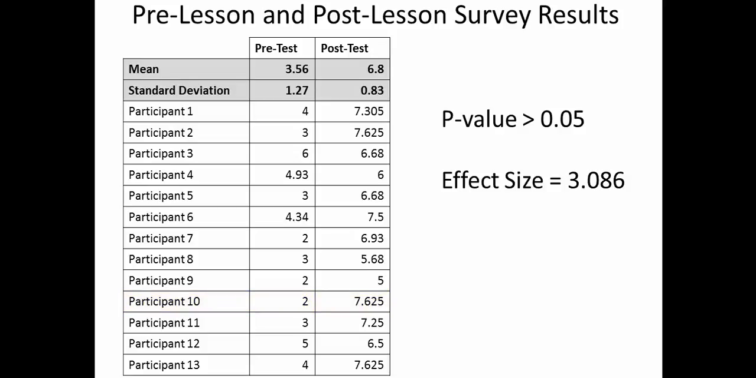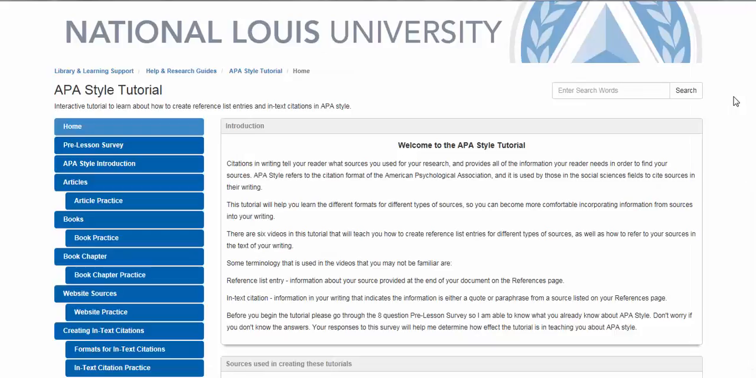While the p-value does not indicate statistical significance, the effect size does indicate that the participants did learn about APA style from my tutorial. The APA style tutorial is publicly available on the National Louis University Library and Learning Support Help and Research Guides, and I intend to keep this content available for learners to access at the point of need. I also plan on incorporating the video tutorials I created into the Library Research for the Social Sciences online course that I teach at NLU to replace the previously used text-based content to teach students about APA style.